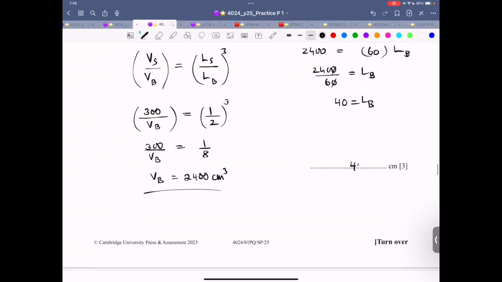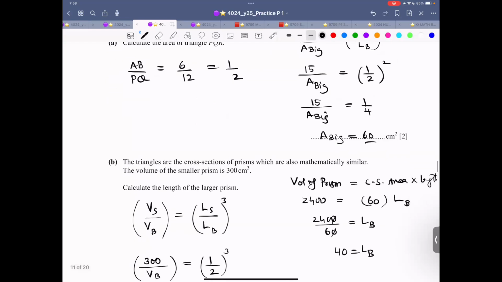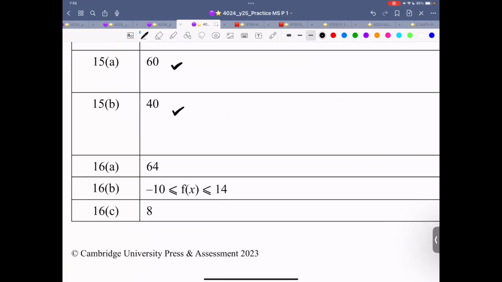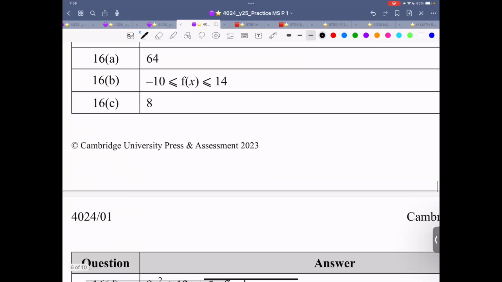So therefore, this is 40. Let's double check. This is 60. This is 40. This is 60. This is 40. Now let's move on.